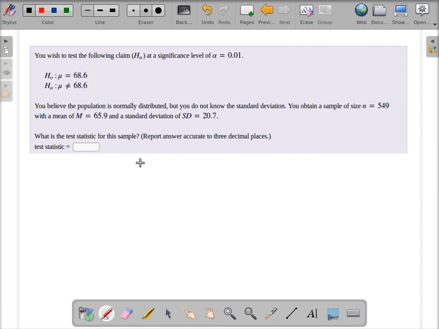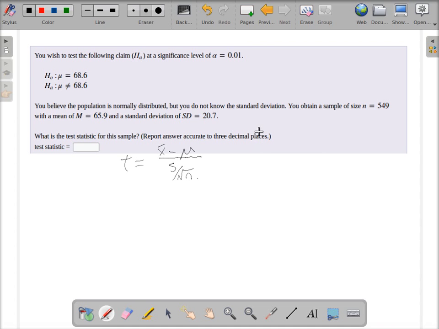In this example, we want to calculate the test statistic for a mean. So the test statistic we're looking for is a t-test statistic. So that is, we take our sample mean, subtract off the population mean or the assumed mean, divide that by our standard deviation, which itself is divided by the square root of the sample size.